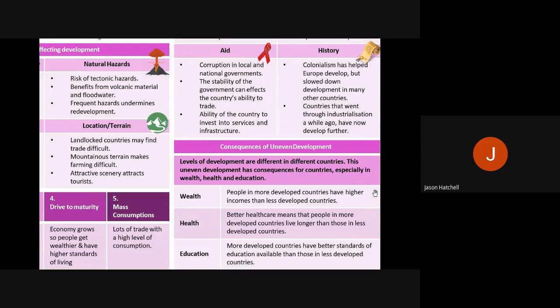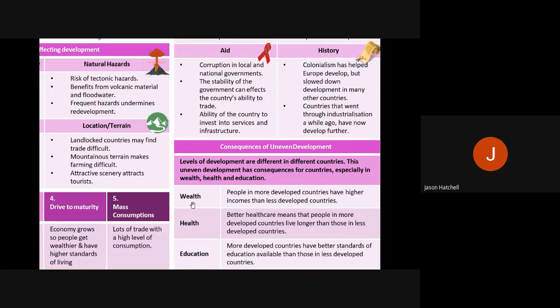Yeah, thank you, sir. So with the consequences of uneven development, this is a really, really useful thing to remember when trying to remember this whole topic, and just some key rules about what the difference is between developed and underdeveloped, or AC and LIDC nations. So what we're looking at here essentially is levels of development differing in different countries. So they are different, and that has an impact on things like wealth and health and education. And wealth, health and education are three very simple broad aspects of a country's level of development.